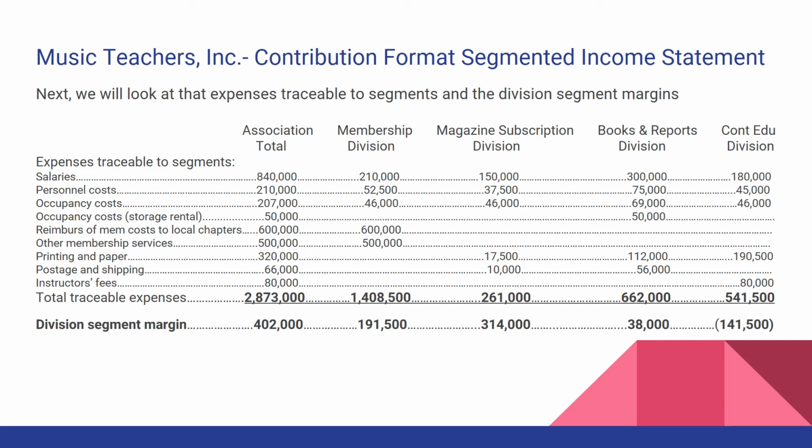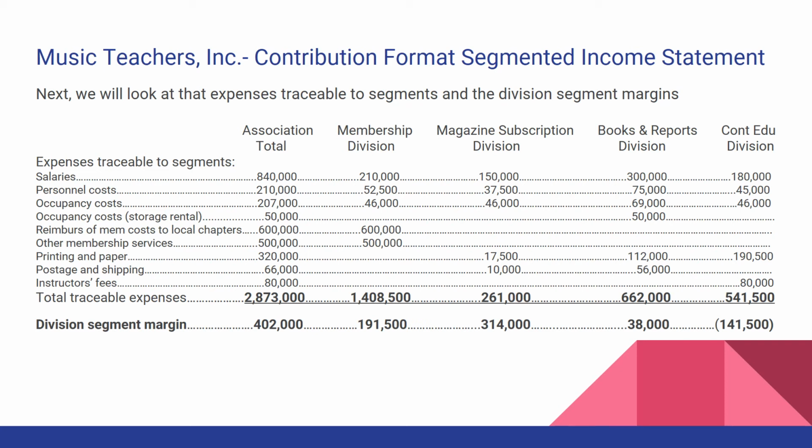So basically how we calculate this is we use the ratio. 2,000 square feet was occupied by membership, 2,000 by magazine, 3,000 square feet by books and reports, and continuing education occupied 2,000 square feet. So that's 9,000 total. So if we take membership, they're 2,000 square feet, so basically 20% of the $230,000 cost for occupancy. That would be 46,000.